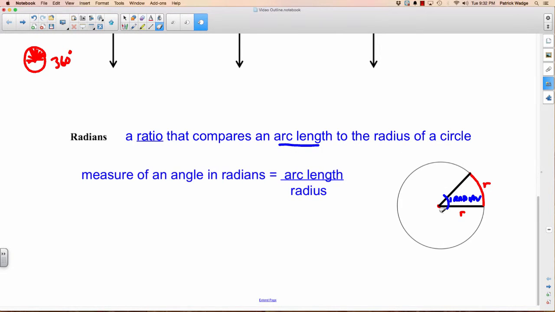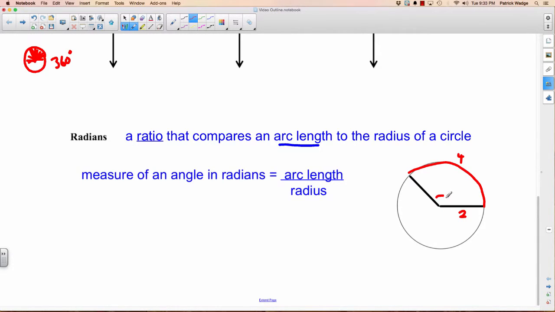So let's give you another example here. Let's say that I move this radius all the way around to, I don't know, there. And how about if we call this distance, the radius, let's call the radius 2. The radius is 2. And let's say this arc length right here, from here all the way to here, is 4.